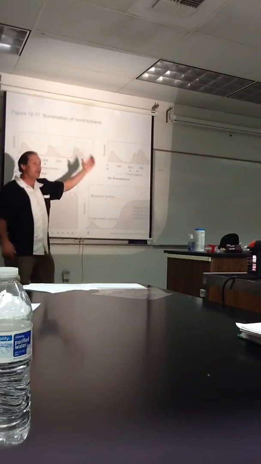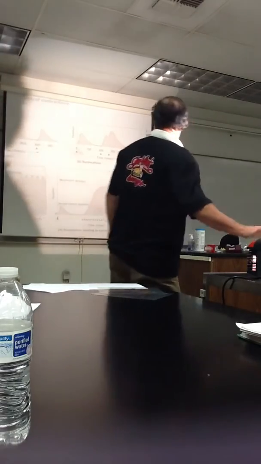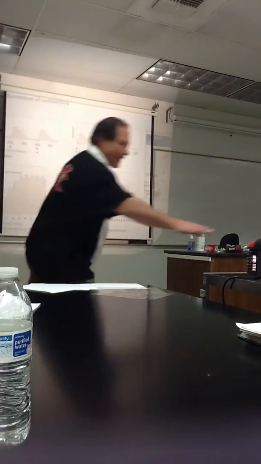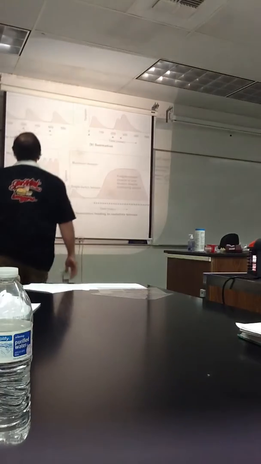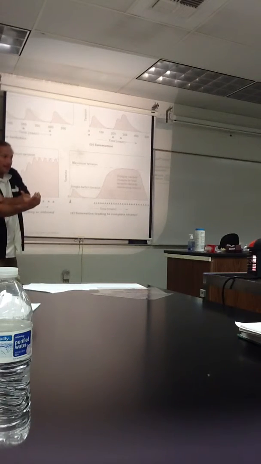How do you get a greater tension? Increase the frequency of the action potentials. If you fire the action potentials in rapid succession, you can get this muscle fiber to its maximum tension, which is called tetanus. So there you go. Twitch, twitch, tetanus.